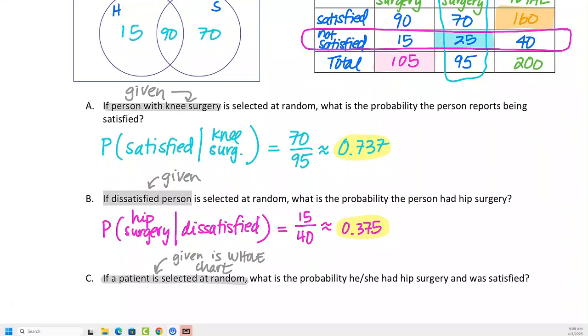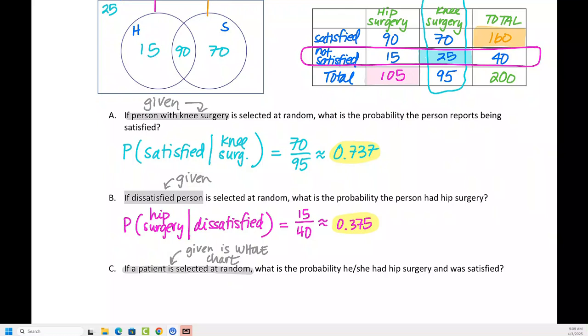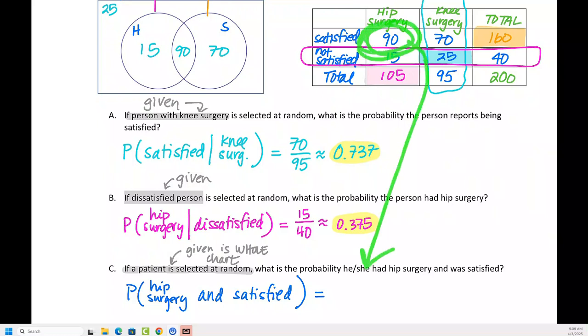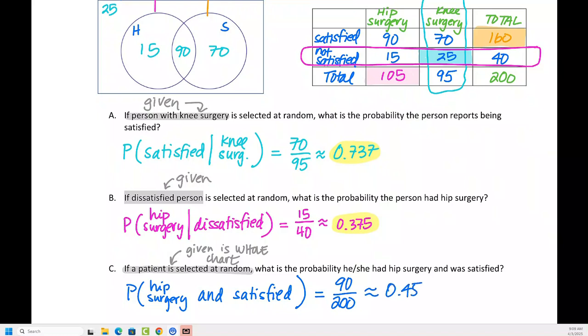So now we're going to do whole chart and we're going to find what's the probability that this person had hip surgery and was satisfied. So we're looking for probability, hip surgery, and satisfied. Okay, so how many people had hip surgery and were satisfied? Yeah, it's just the 90 that's right here. We're going to bring that down. How many total are there? 200. So that's going to be 0.45. That's 45%, isn't it?